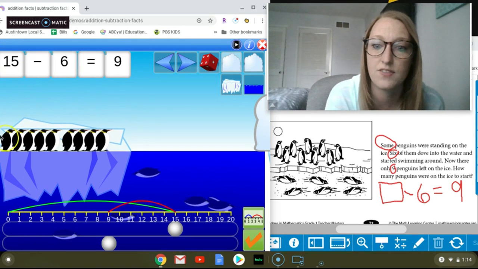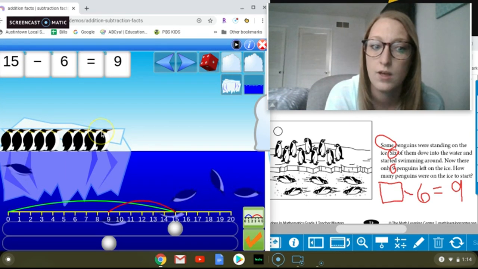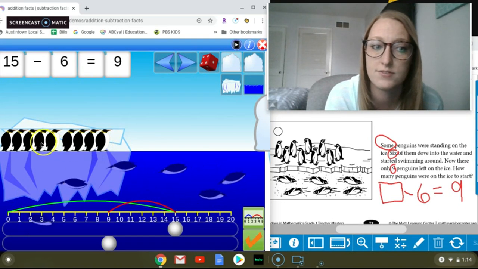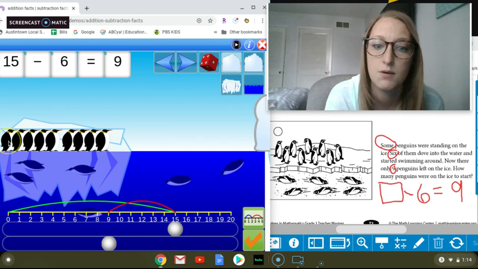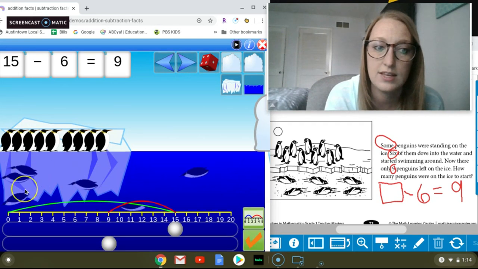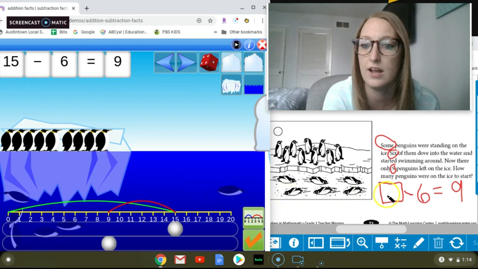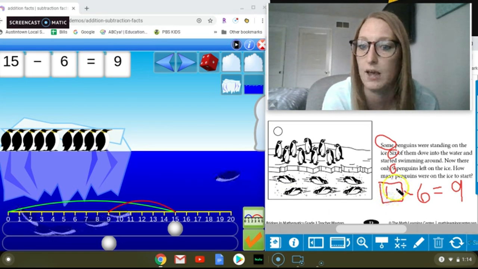And we would have to see that there are only 9 here now. And there are 6 down here. So if I add my 9, 1, 2, 3, 4, 5, 6, 7, 8, 9, plus these 10, 11, 12, 13, 14, 15. My answer is that I started with 15 penguins.